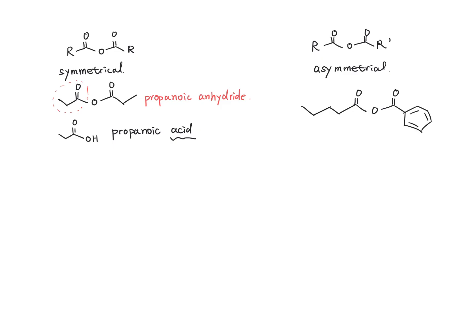So now we are going to look at what carboxylic acids it comes from. So the first carboxylic acid it comes from is the left one, that we have this 5 carbon carboxylic acid, so we call it pentanoic acid. And the one on the right, what we have is our benzoic acid. So this is our benzoic acid.